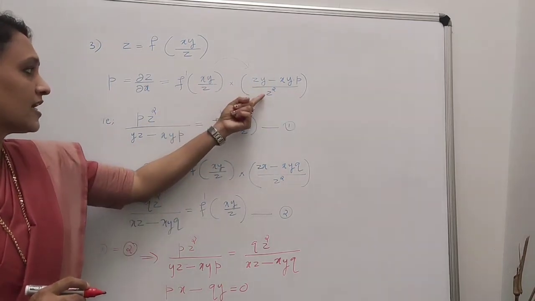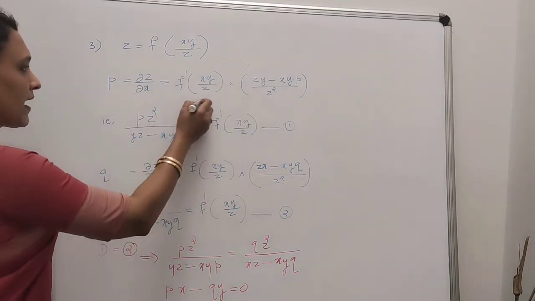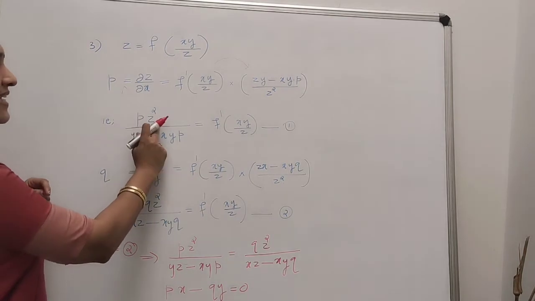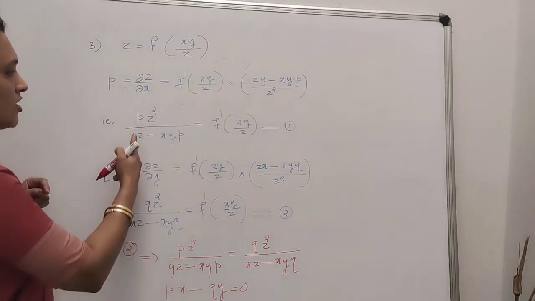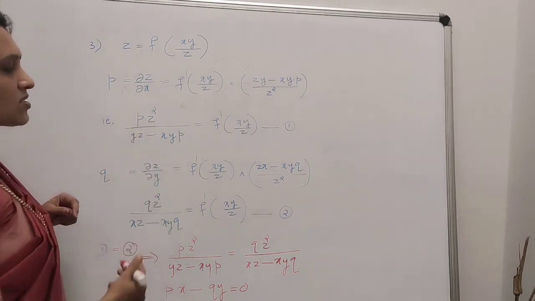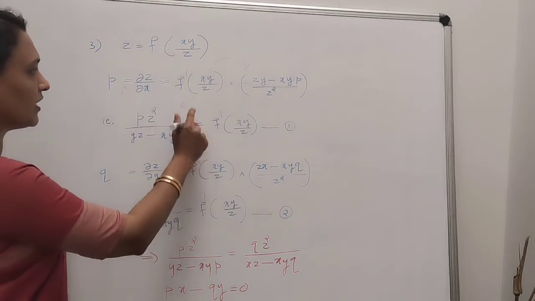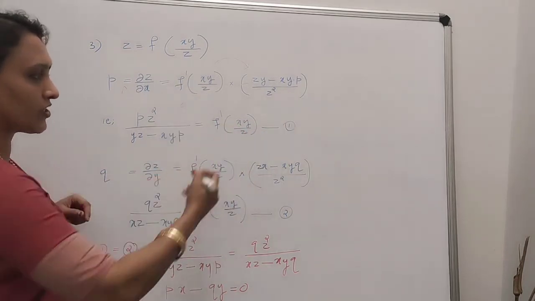Now simplify. z square I multiplied here, so p z square, and I considered this to the denominator, so p z square divided by (yz minus xyp) is equal to f dash of xy by z. Put it as equation 1.